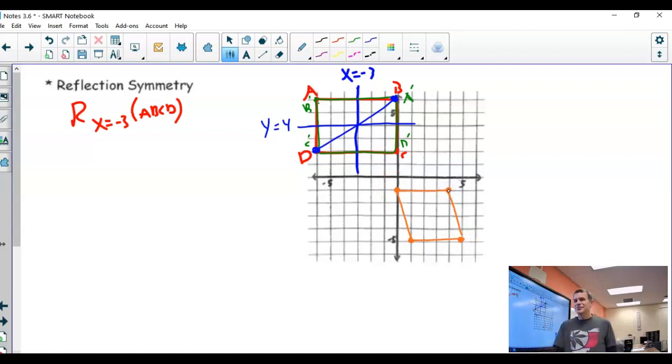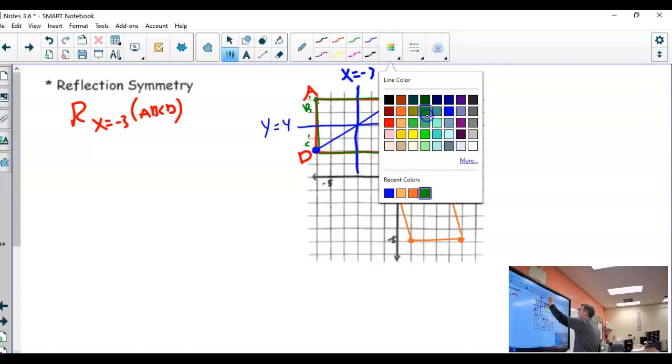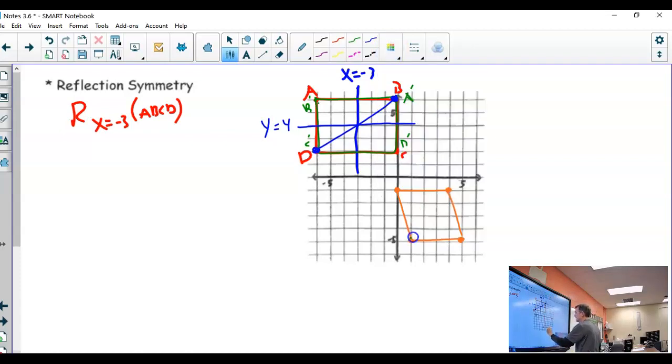And people try to do the same thing with a parallelogram. They try to fold it diagonally. And let me show you how that does not work. Let me take the green again. So is this a line of symmetry? That is the question. Is that green line a line of symmetry?